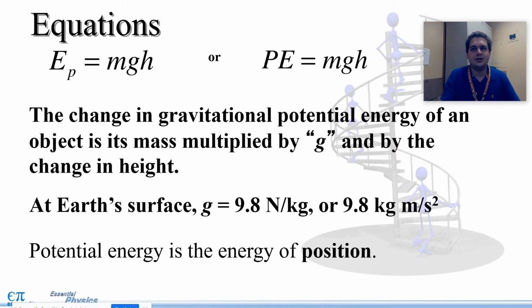The change in gravitational potential energy of an object is its mass multiplied by g and by the change in height. So what it's saying is potential energy, EP, mass, gravity, height. Multiply them, get your number. Mass in kilograms. G, gravity, 9.8. Height is in meters.